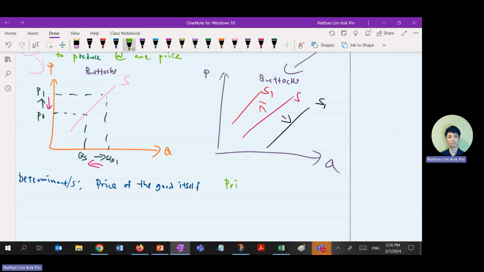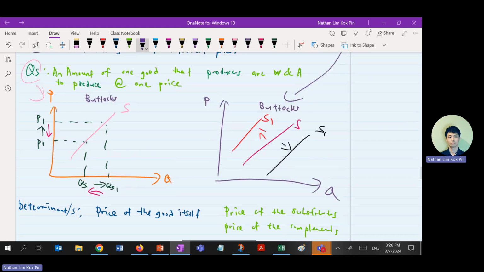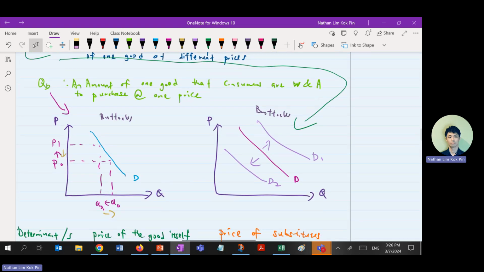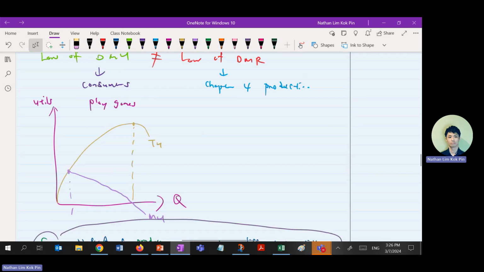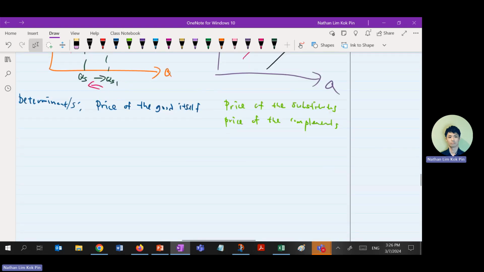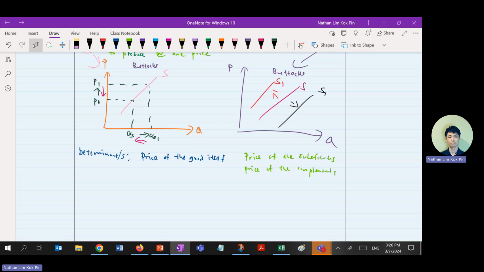We also have the same common determinants like the demand: price of the substitutes. We have price of the complements. If you ask me whether this one will count or not, I will tell you it depends on which paper. If this paper comes out, then the other paper will not come out. If the supply one comes out, the demand one will not come out. So it depends on which paper you get. Right, okay. Price of the substitutes, price of the complements.